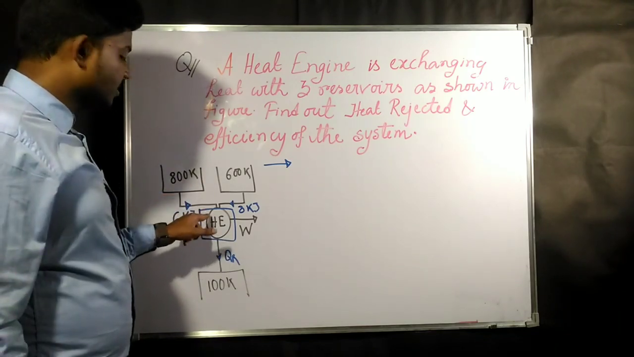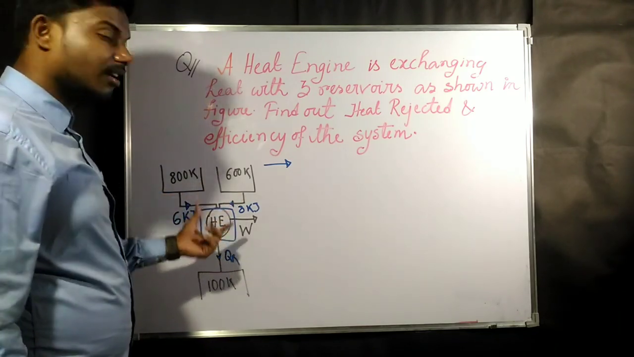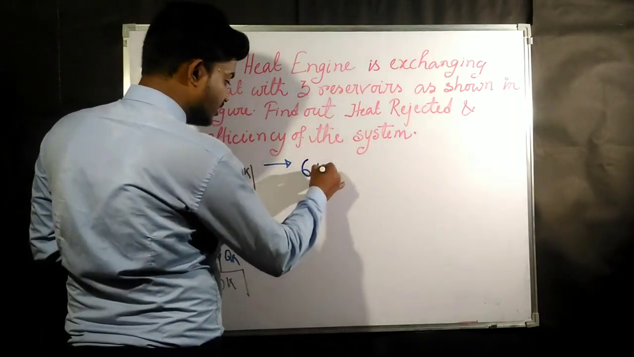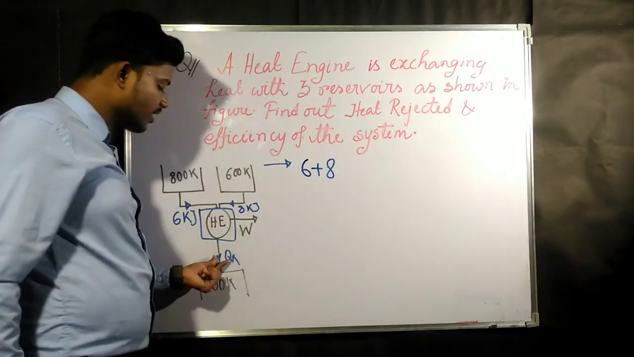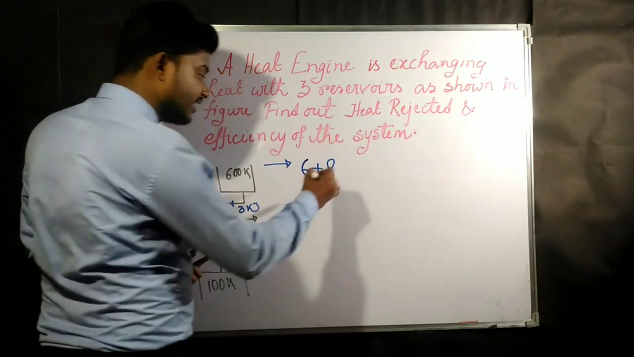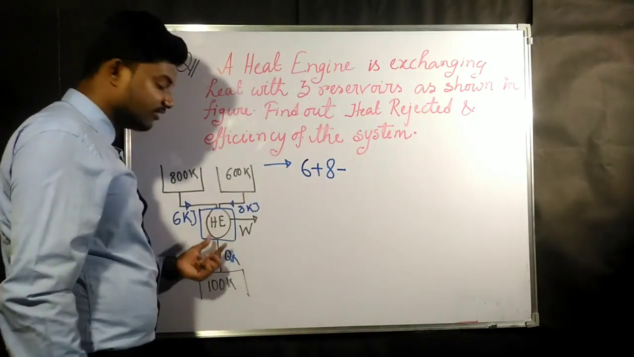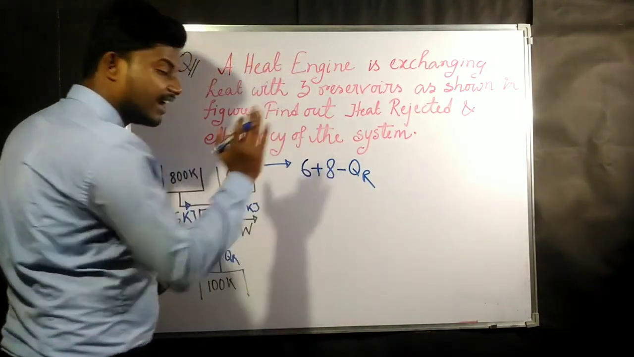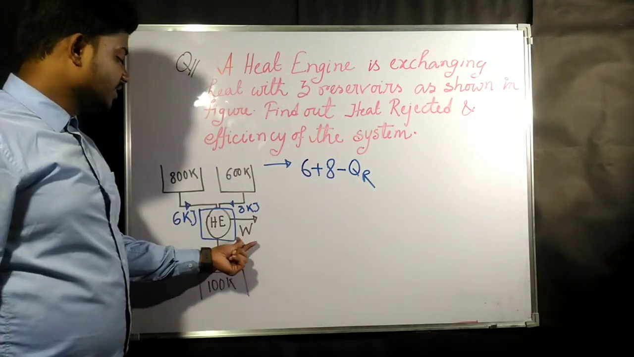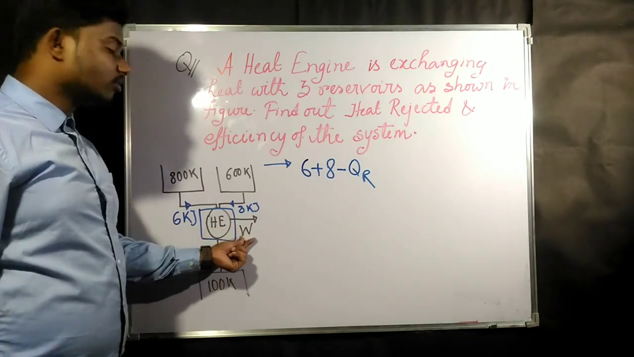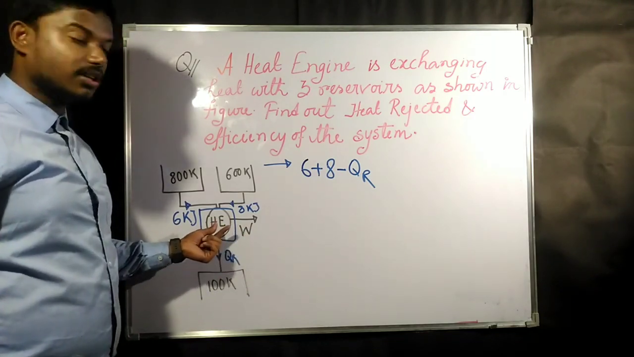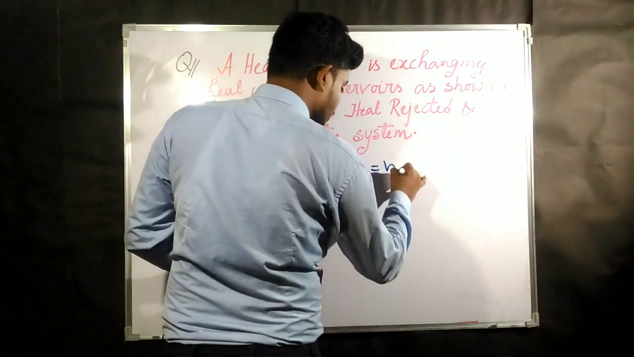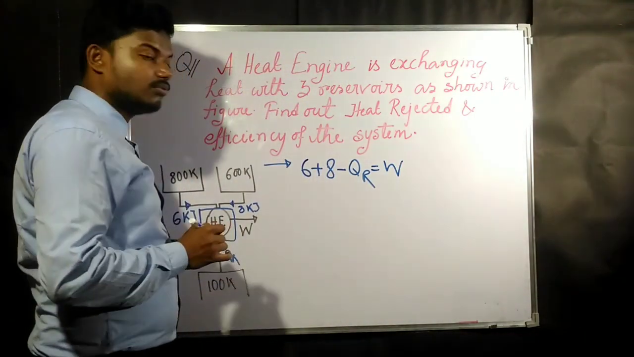6 kilojoule heat is coming in, 8 kilojoule heat is coming in. Now heat coming into a system is going to be always positive. So it is going to be 6 plus 8, and QR amount of heat is going to get rejected from the system. Or heat is going to come out from the system, so it is going to be negative. So this is our net work transfer. Again, now W is the amount of work which is done by the system. If work is done by the system, then it is going to be positive, so this is going to be W. Now this is one equation.